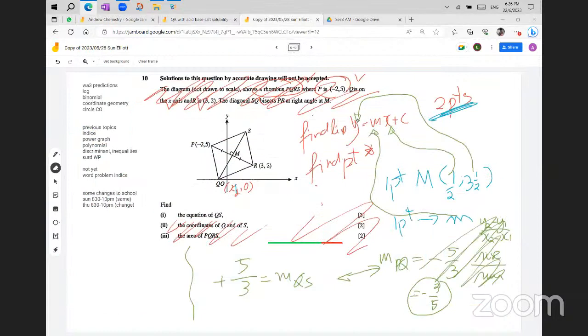Elliot, are you okay so far? Yeah, I think so. Have you found the QS? Just the equation, right? Just y = mx + c. Okay, then can you find Q? Not S, just Q. Can you find Q or not?